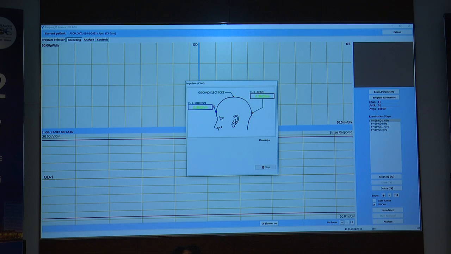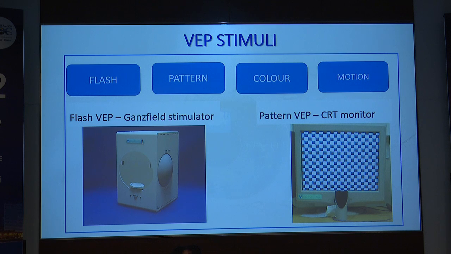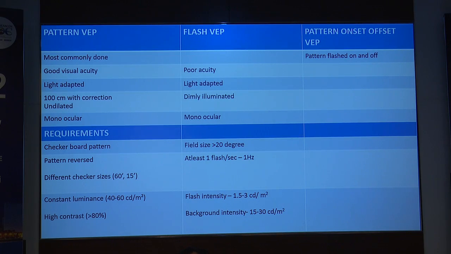Now, this is the recording interface showing the difference in resistance, or impedance, between the two electrodes, which is not okay. Now, the stimuli of the VEP can be flash, pattern, color, or motion. Most commonly used in flash VEP, we have the Ganzfeld stimulator, and in pattern VEP, we have the CRT monitor. Now, pattern VEP is the most commonly done test in patients having good visual acuity.